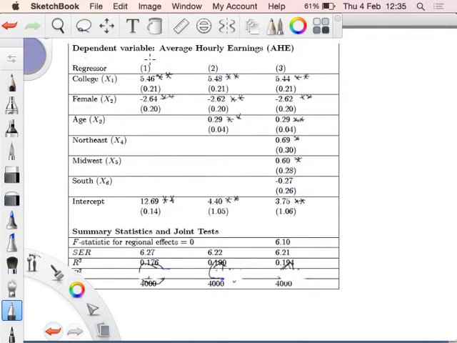By the way, these are regressions. Average hourly earning is our dependent variable. So basically, we have predicted AHE equal to, for the first one, the intercept, 12.69, plus 5.46 times college minus 2.64 times female. Right? This is the equation basically.